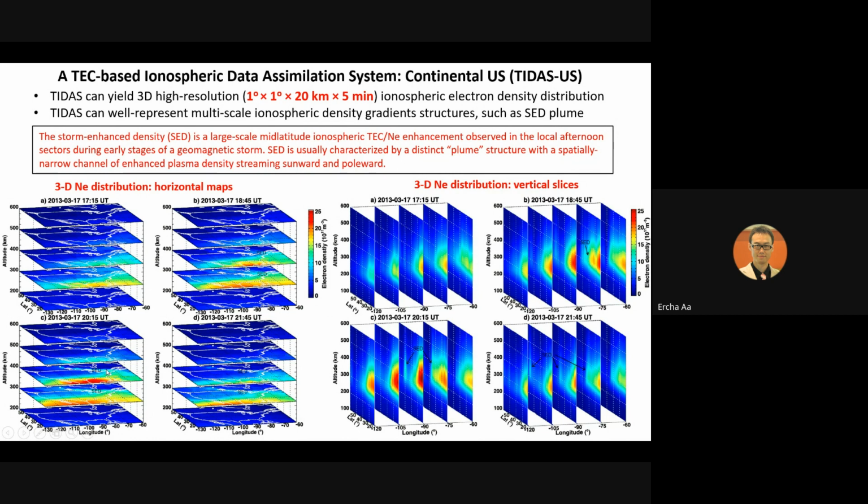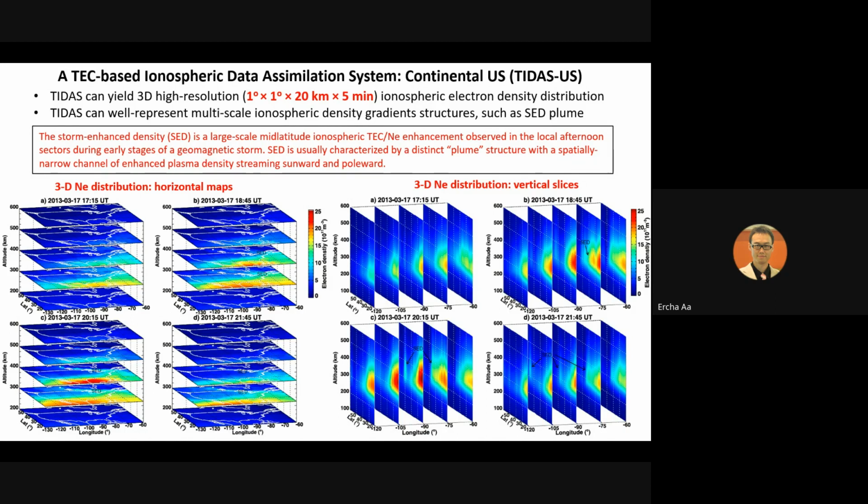So what is SED? We know that SED is a large-scale mid-latitude ionospheric electron density enhancement. They are usually observed in the local afternoon sector during early stages of a geomagnetic storm. SED is typically characterized by a plume-like structure, like one can see from here. It's a spatially narrow channel with enhanced plasma density that's streaming sunward and poleward. So these plume-like SED structures can be well reconstructed by our TIDAS data simulation model.